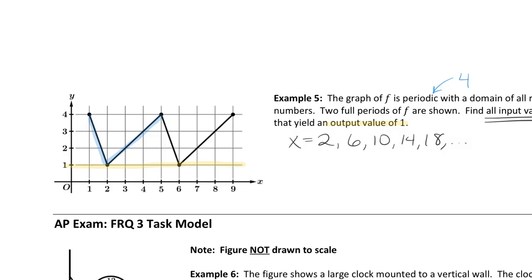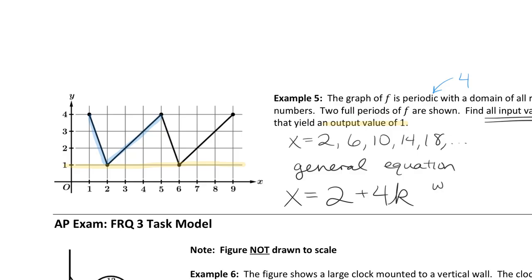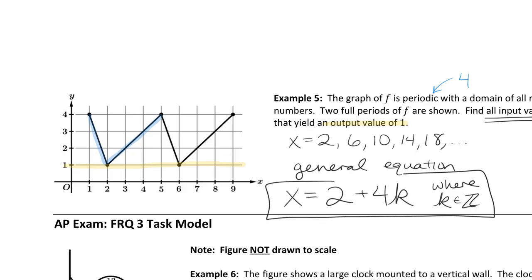So instead, we write what's called a general equation. You tell me x equals whichever one you want to start with. I always start with the first one I see, 2. Then you add the period length 4 multiplied by k, given that k is an integer. I'm going to teach you this notation. There is mathematical notation for the phrase k is an integer.